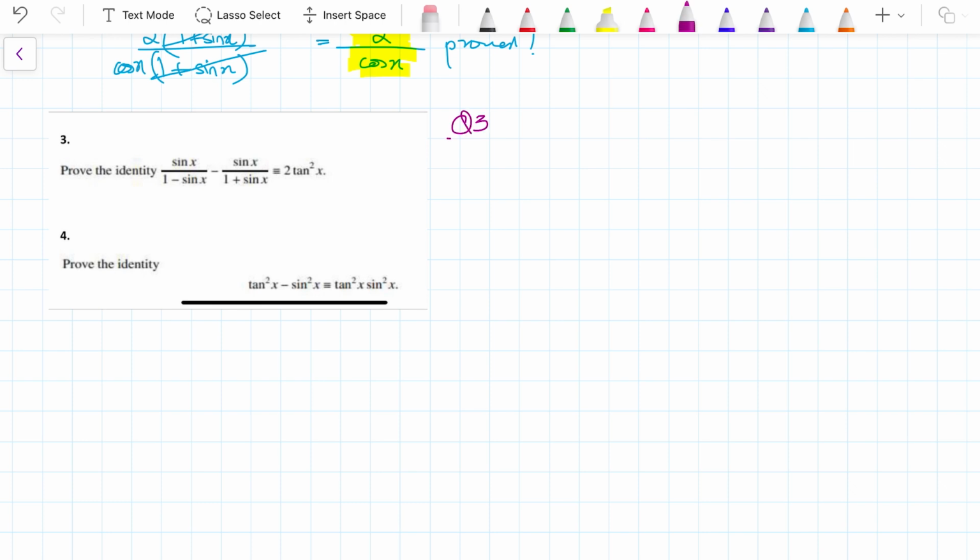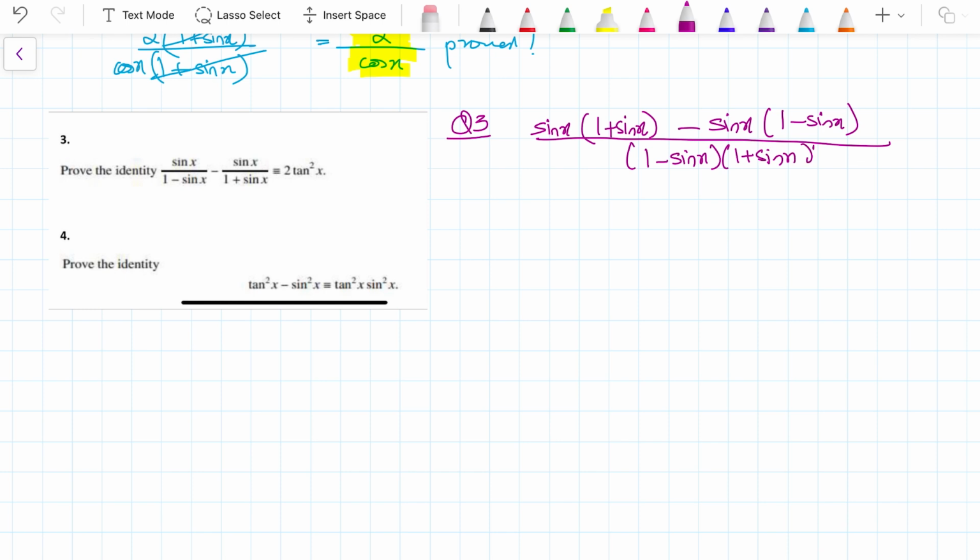Question number 3. So let's take the LCM first. Sin x to be multiplied by 1 plus sin x. I'm doing it directly. Minus sin x to be multiplied with a 1 minus sin x, and the denominator will become 1 minus sin x into 1 plus sin x. This is a minus b, a plus b, which is a square minus b square.